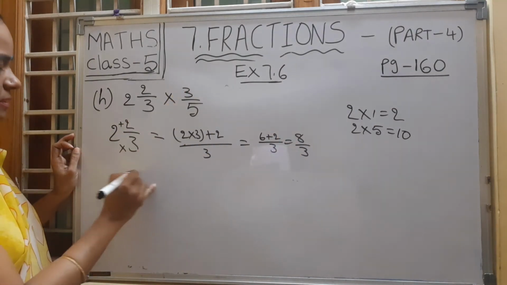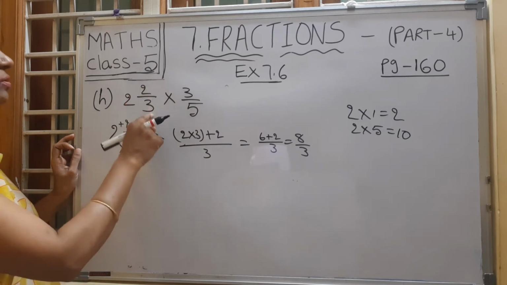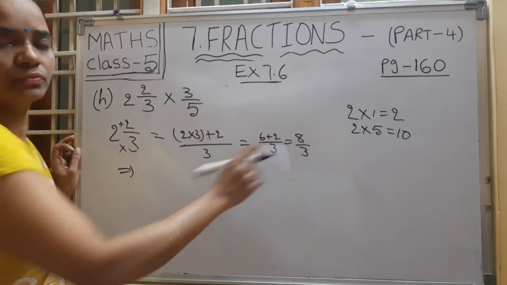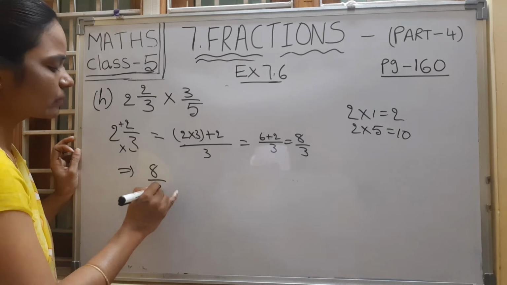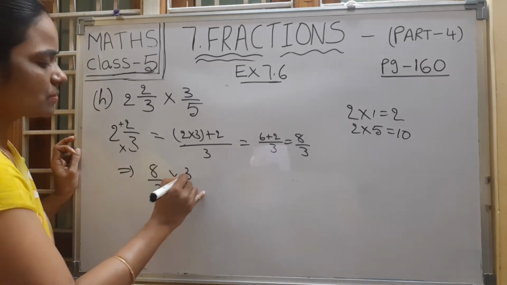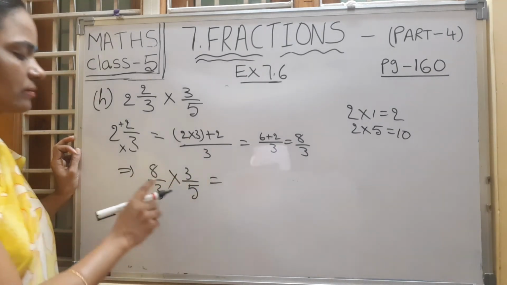So now multiply. What is 2 by 3 value? Yes, 8 by 3 into 3 by 5.